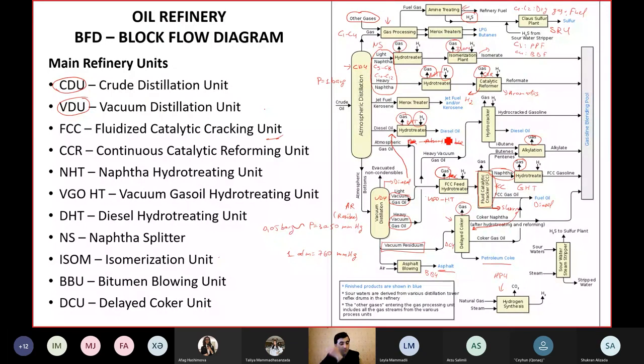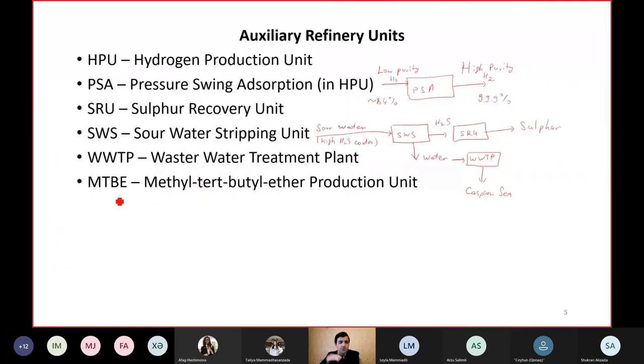Methyl tertiary butyl ether production unit. This can be purchased as a chemical, or you can have a separate unit for this product. Why do we need this one? MTBE has a research octane number of 120 or 116. This can be added to the gasoline pool to have the 95 and 98 gasoline.